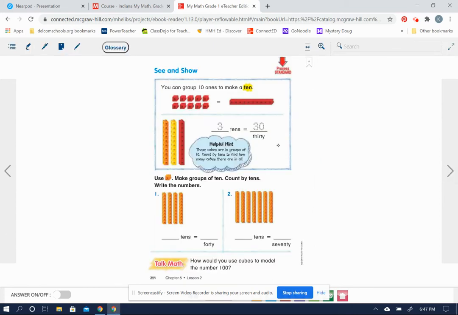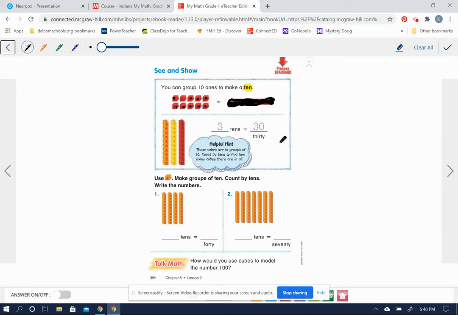And so here in the box, it says you can group 10 ones to make a 10. So this looks kind of like that 10 frame. Okay, my pen. Okay, these cubes right here, let's count them. 1, 2, 3, 4, 5, 6, 7, 8, 9, 10. Okay, that is represented by a stick of 10 here. Okay, we don't have to see the little lines. We just know that that's going to be 10.